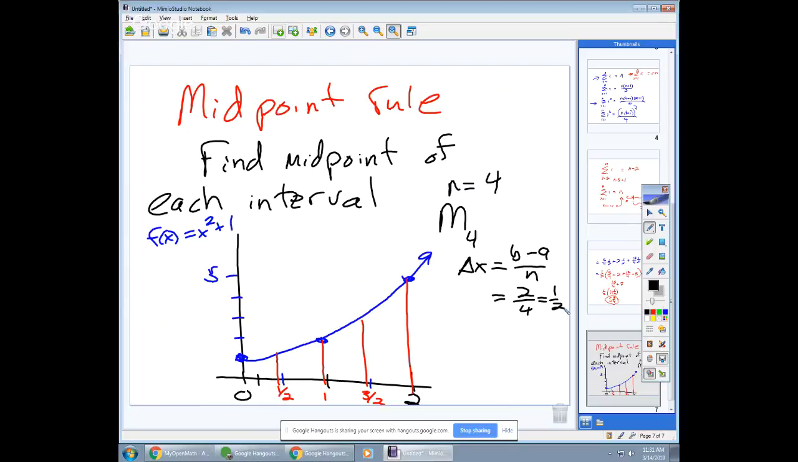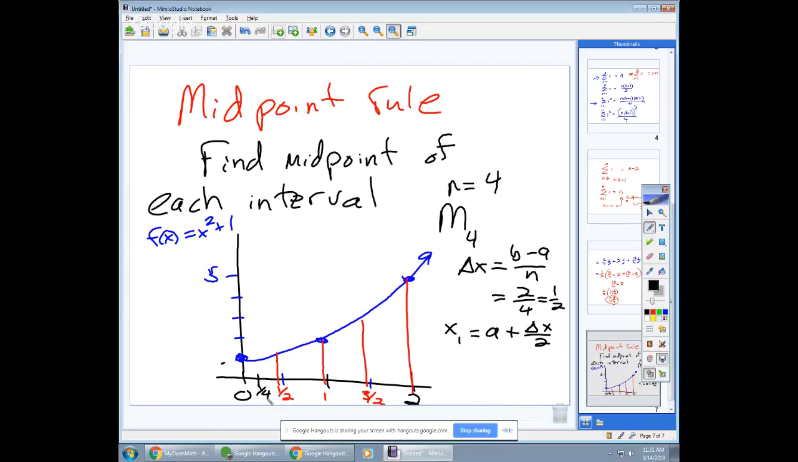And to get the first number that I would call x sub 1 for the midpoint, you just go to whatever your starting point is and move over by 1/2 of delta x. Why 1/2 of delta x? Because I want to end up in the middle of that first interval. That first interval has a width of whatever delta x is. So I'm going to evaluate this at a quarter.